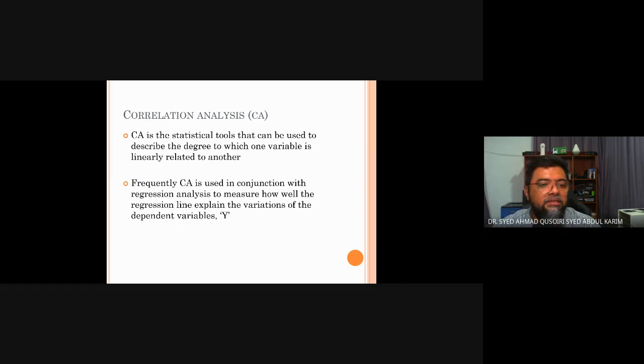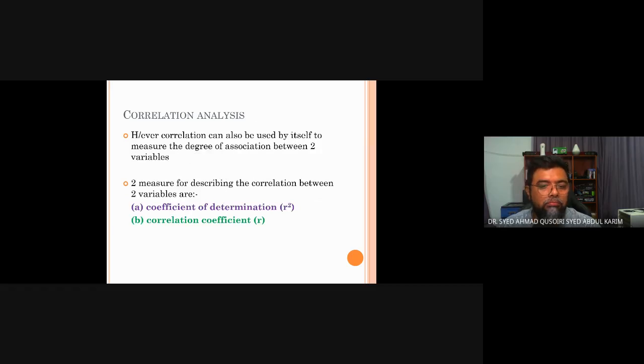The correlation analysis is used to describe the degree to which one variable is linearly related to the other. It's all related to the formula. Correlation can also be used by itself to measure the degree of association between two variables. So once we have identified that there is an association, we want to identify the degree of association. Is it significant or not?